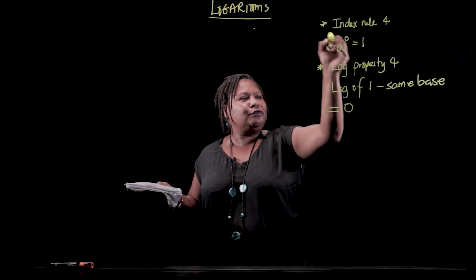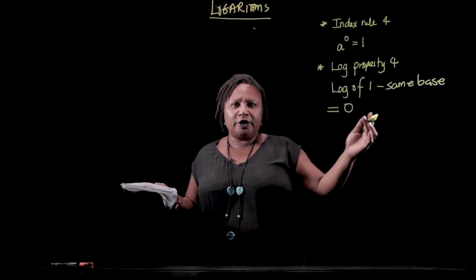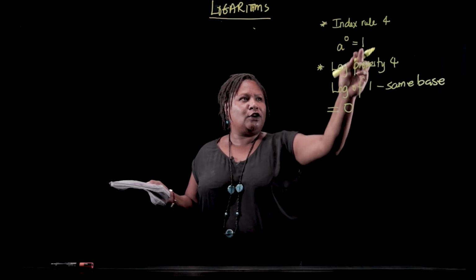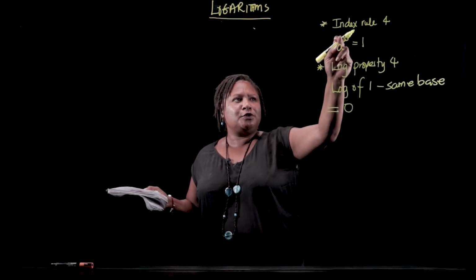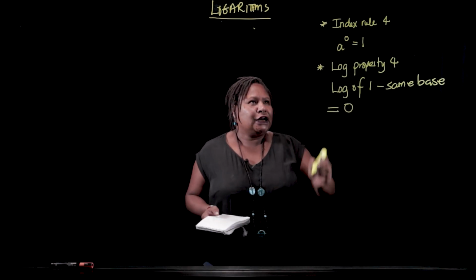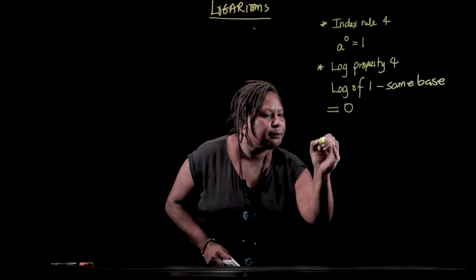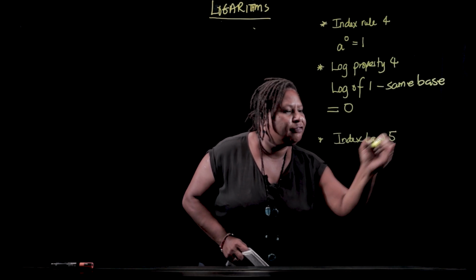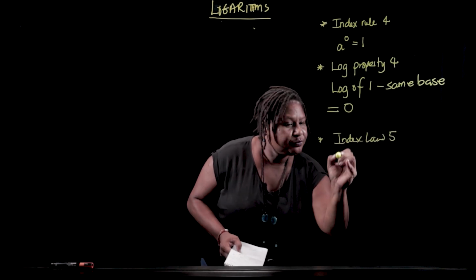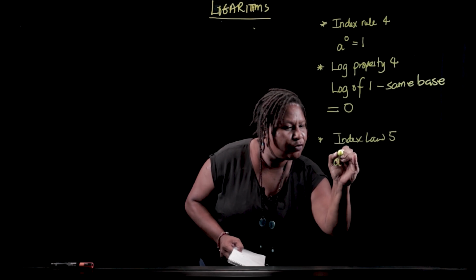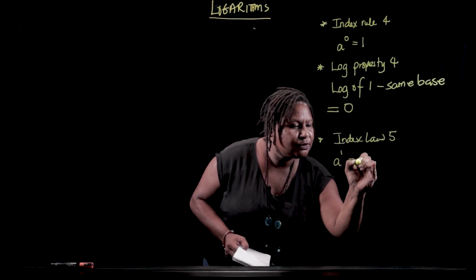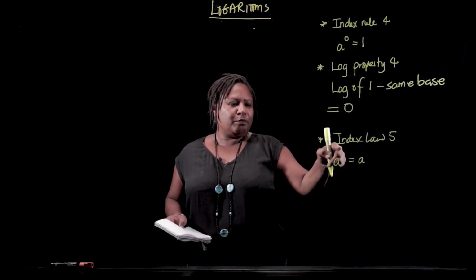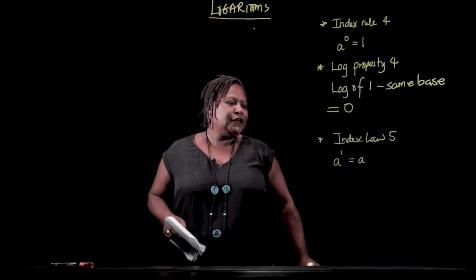So again, if you look at the index law, this is going in reverse. A to the power of 0 is equal to 1. And when you take the log of 1, the answer is going to be 0. Now, index law number 5 states that a number raised to the power of 1 is equal to that number itself. A number raised to the power of 1 is that number itself.